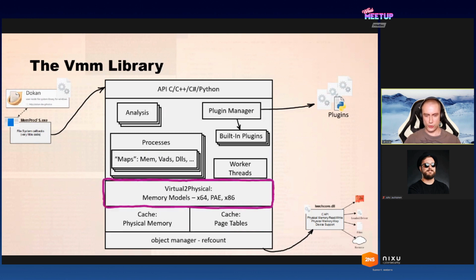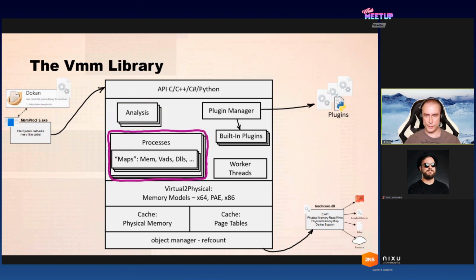Then I have a layer doing virtual to physical memory translation. I support the normal Windows memory models. I want to add ARM here as well, but I don't think it's that common on Windows yet, but it's definitely going to be something for the future. And I have my main analysis layer. So I have various kinds of memory analysis tasks. You want to analyze whatever stuff.